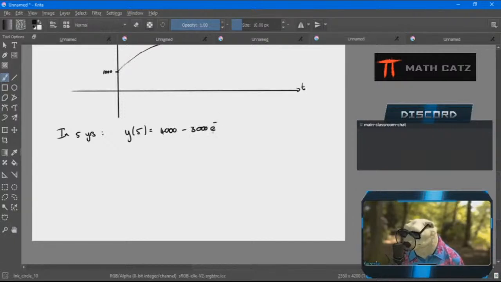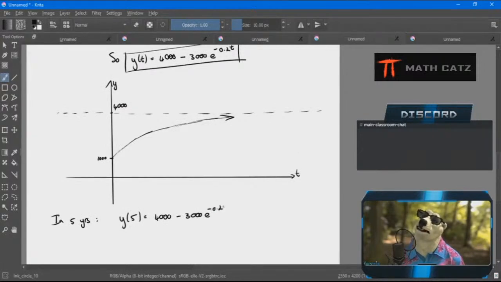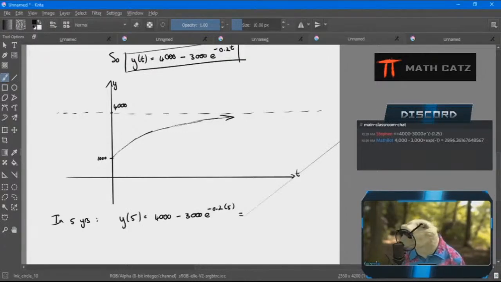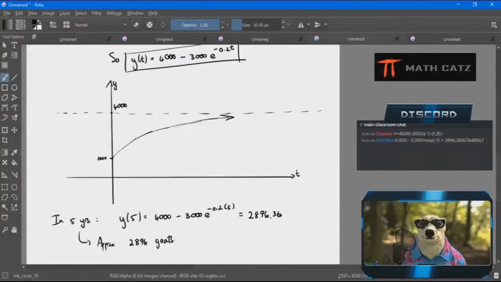4,000 minus 3,000 e to the negative, what was it? 0.2 times 5, and we get an answer. Let's see what that answer is. So after 5 years, I get 2896.36. So we'll get approximately 2,896 goats. It makes sense because they're goats that we round to the nearest integer. We can't have a third of a goat walking around.